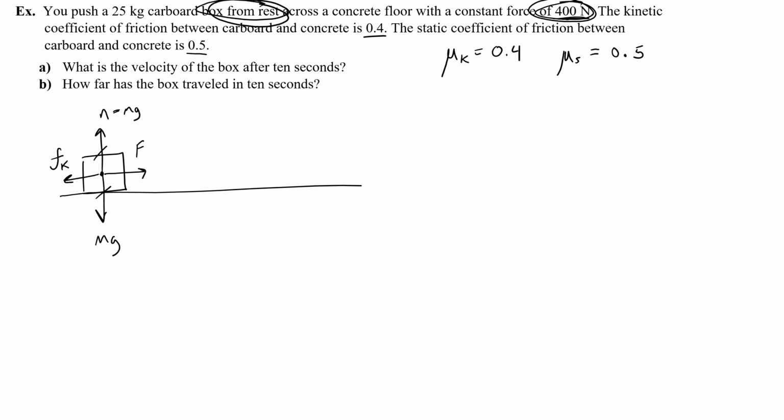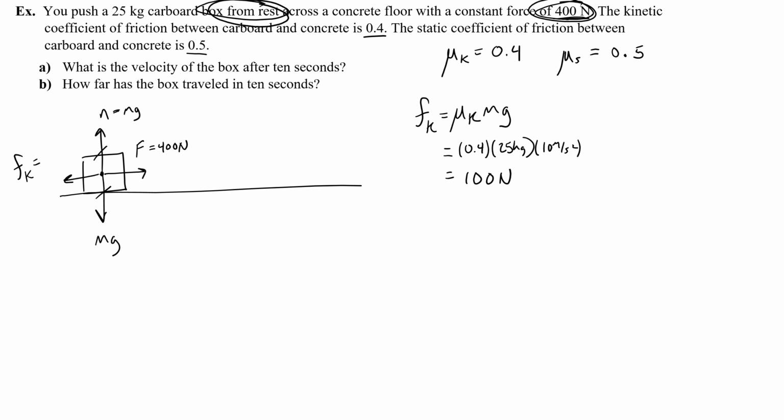Okay, so we know that the applied force is 400 newtons. And now I can figure out what that force of kinetic friction is equal to. To do that, I would say the force of kinetic friction is equal to the coefficient of kinetic friction times the normal force, which again, we already discussed is equal to the weight, or mg, in this problem. So now I can plug in these numbers and get a value. 0.4 times 25 kilograms times 10 meters per second squared, which is 100 newtons.